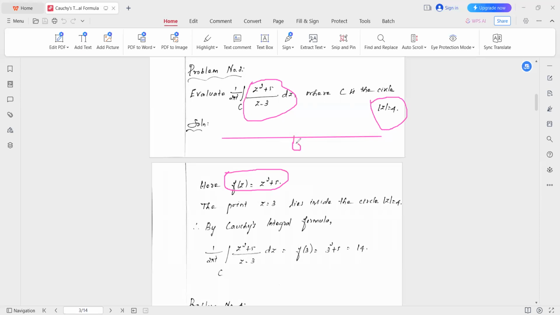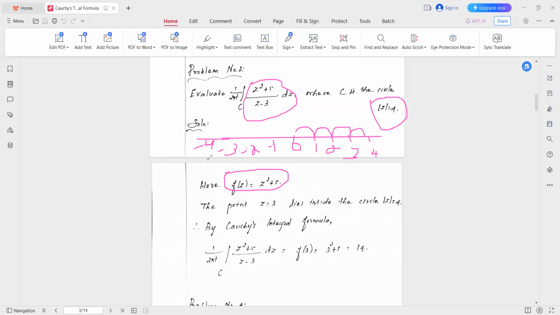So circle with the center 0, radius 4 means from 0 to 1, 1 radius, 1 to 2, another 1 radius, 2 to 3, another 1 radius, and 4, another 1 radius. So 1, 2, 3, 4. Okay. Similarly, this side we have minus 1, minus 2, minus 3, minus 4.